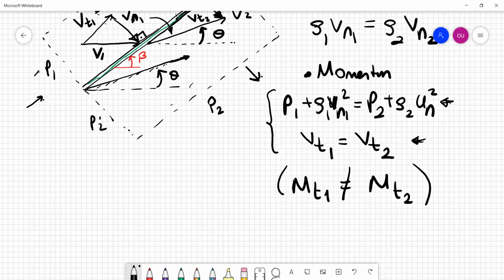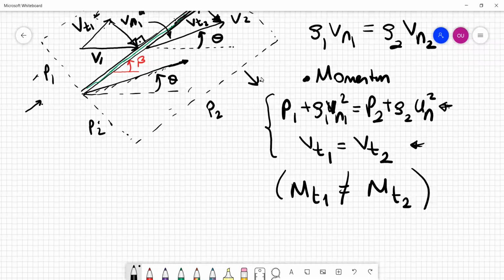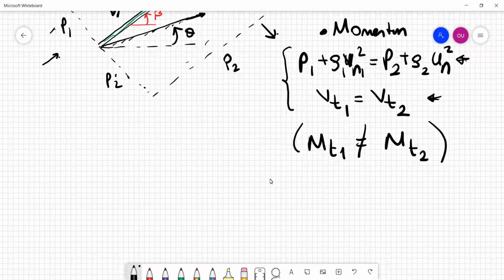But anyway, since the speed of sound will be different, the tangential component of the Mach number will not be the same. But the tangential component of velocity will be the same. The major change will occur in the normal component of velocity, and therefore the normal component of Mach number as well. So these two things were regarding continuity and momentum, so mass and momentum conservation.